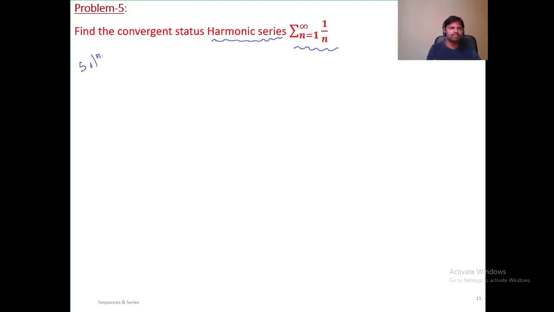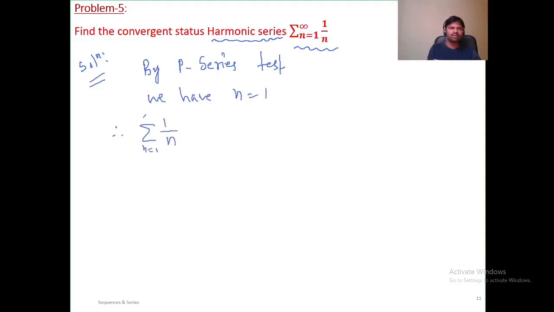Solution. So by the p series test, we have the series 1 upon n, n running from 1 to infinity. We have p equal to 1 here. So therefore it diverges, because for p less than or equal to 1, the series diverges. That's it. The series diverges just by the p series test.